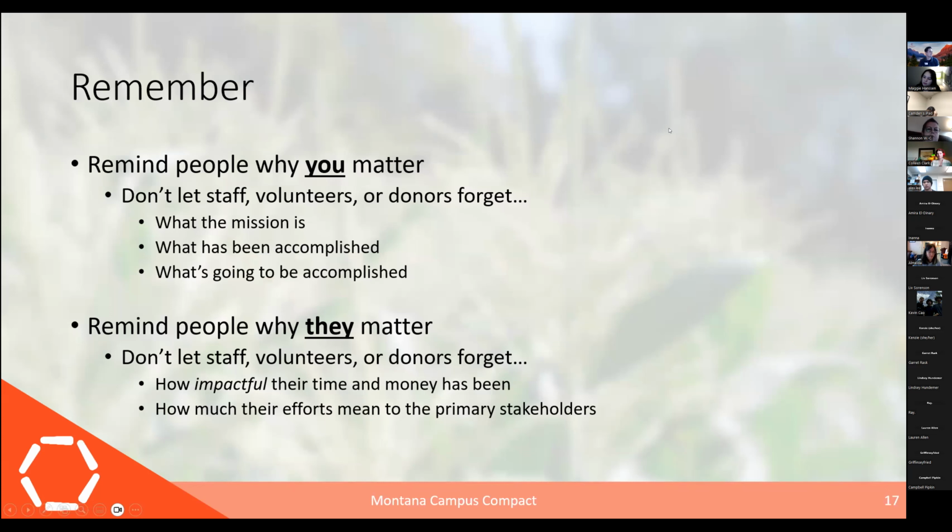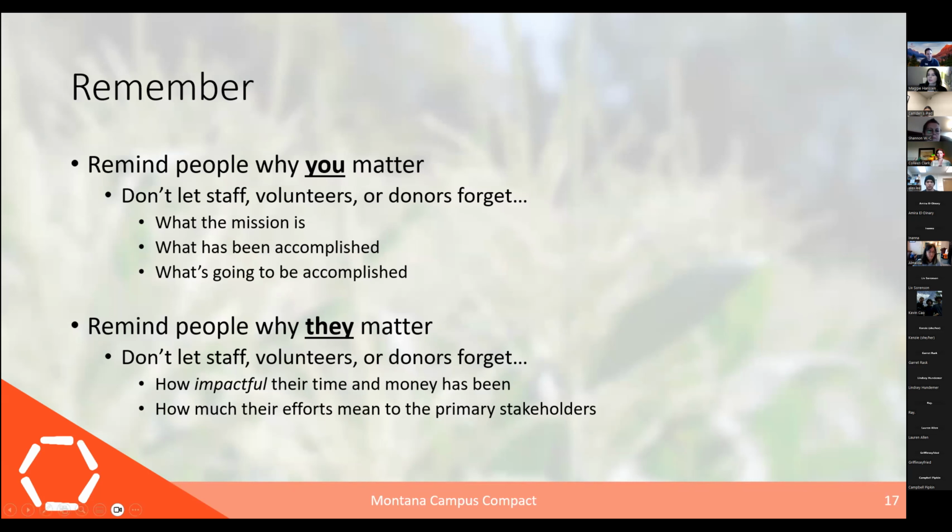And so ultimately, you need to remind people why they matter in this, and don't let staff and volunteers or donors forget that. They need to be reminded what the message is, what has been accomplished, and crucially, what is going to be accomplished, and how they can slot in to the work that you're doing, which then leads nicely into the idea of reminding people why they matter in the work that you do. And again, don't let the staff and the volunteers forget that.